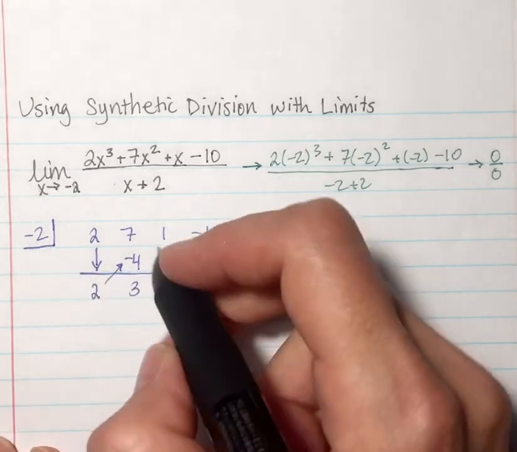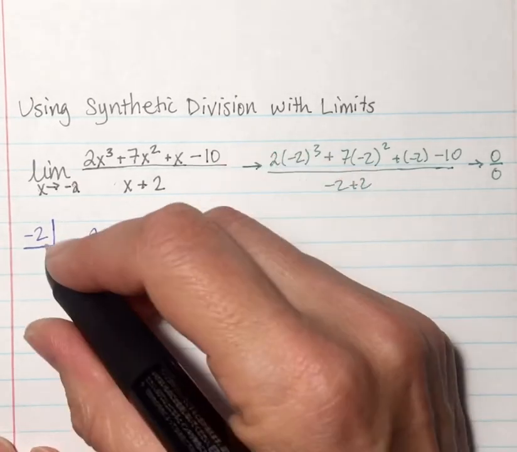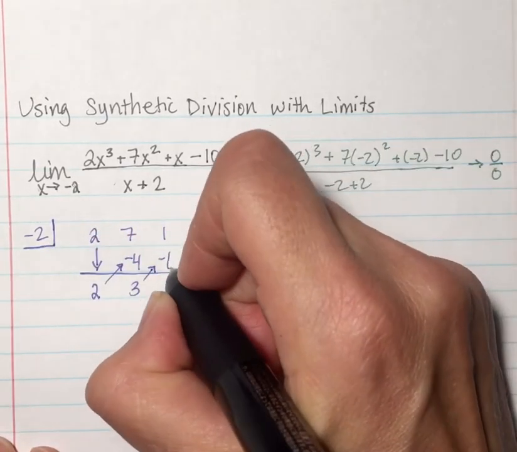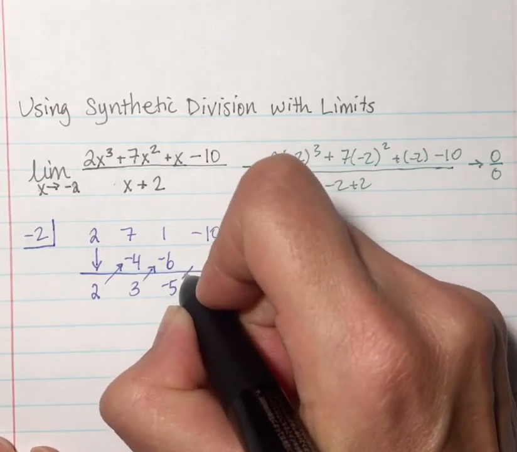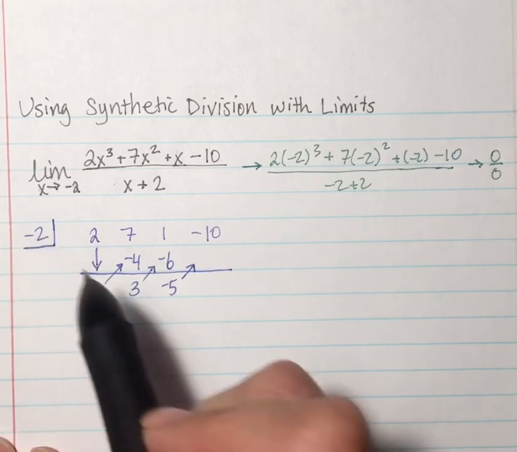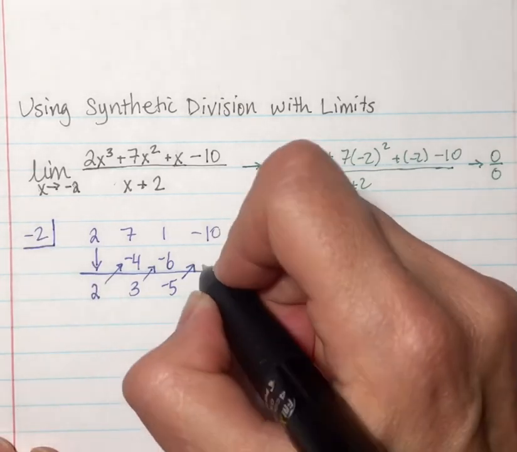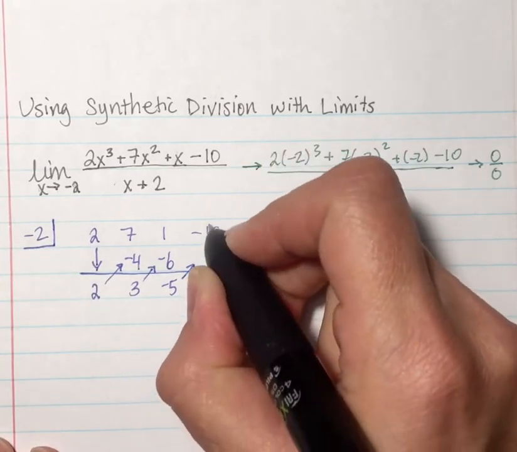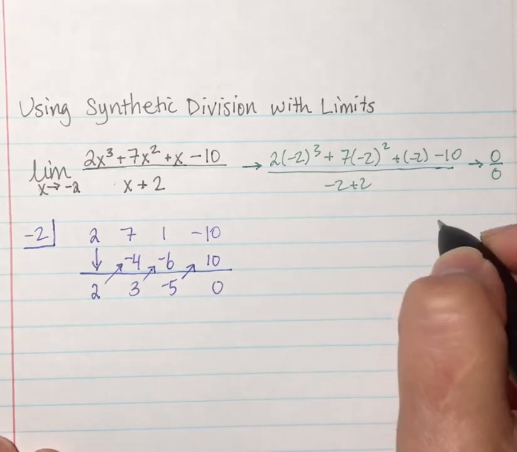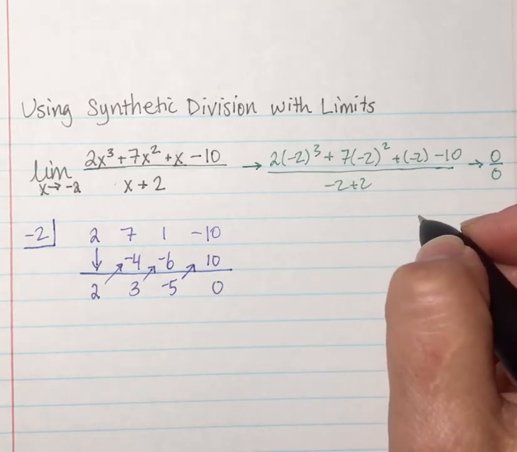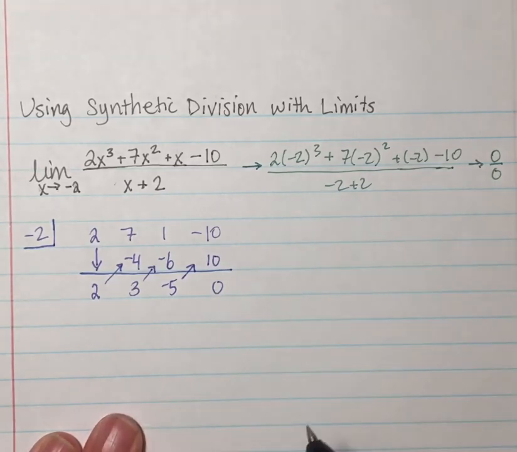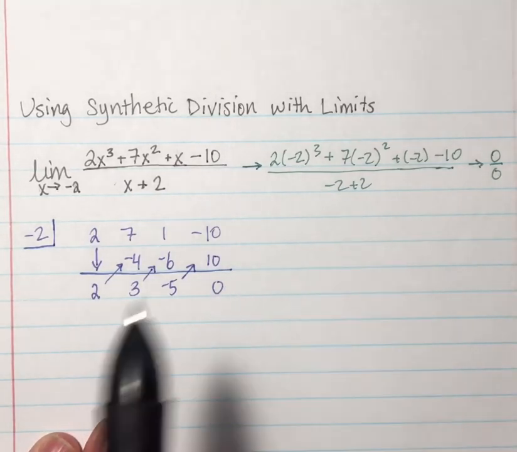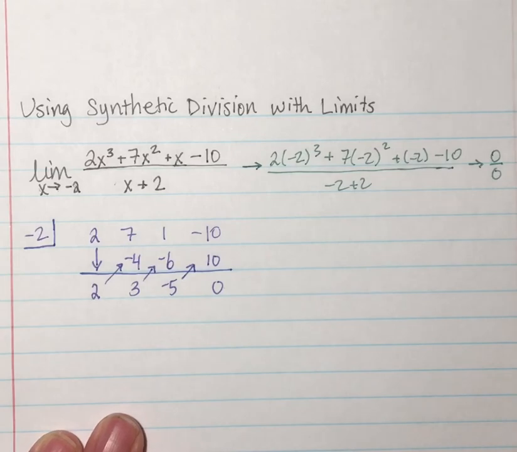I'm going to repeat my multiplication. -2 times the 3, I get -6. And then I'm going to add to get -5. I'm going to multiply again. So -2 times -5 is +10. And then I add and I get a 0. Okay, this is super artificial, this particular problem. Having that 0 is super important. If something besides a 0 showed up in this situation only, something went funny.